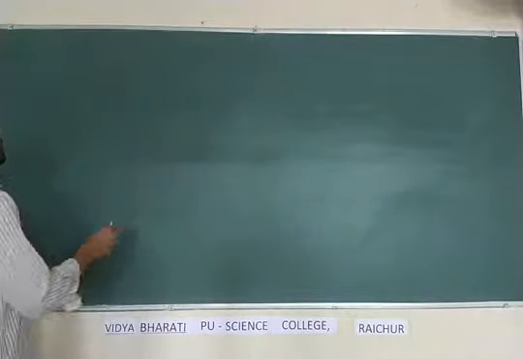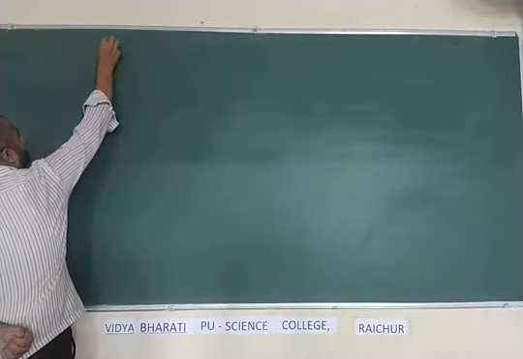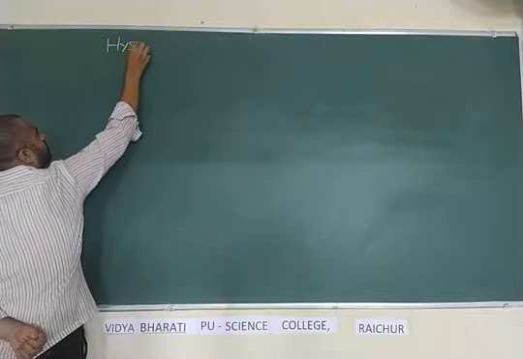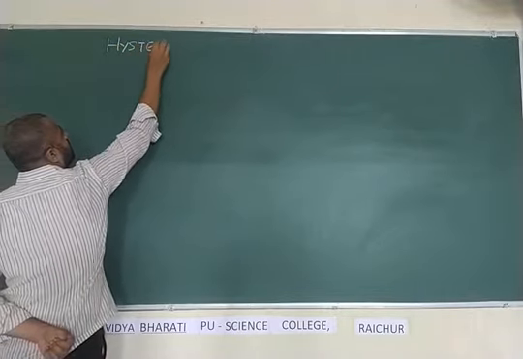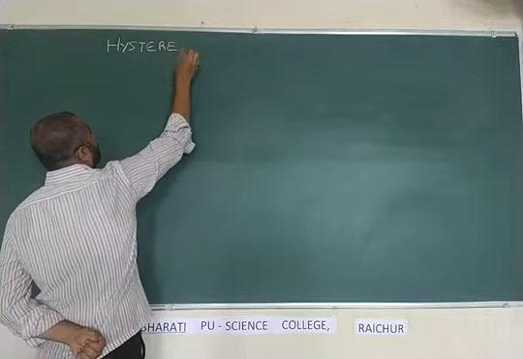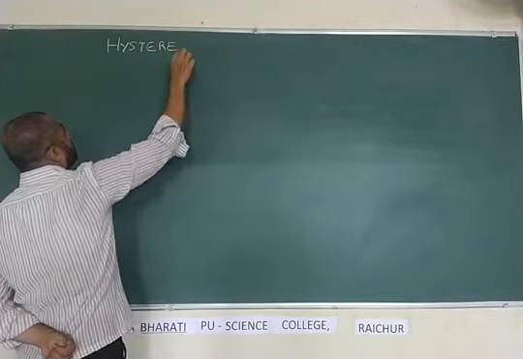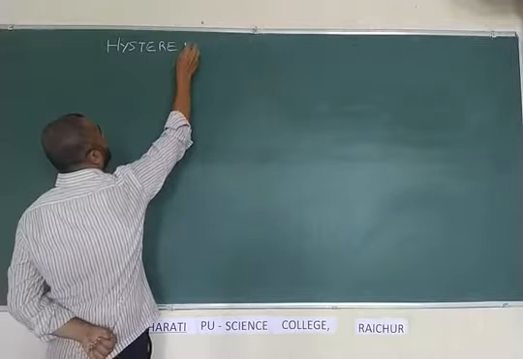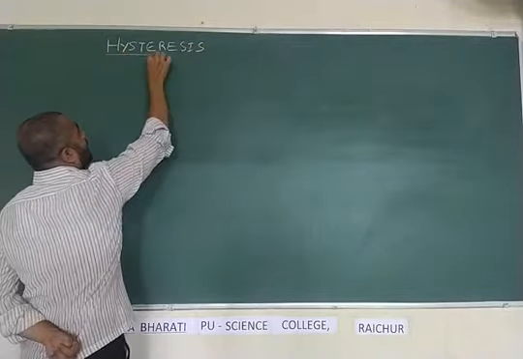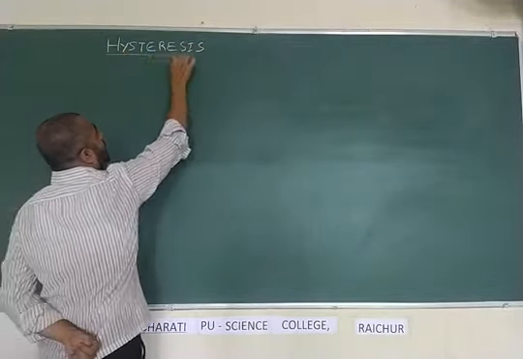Now, let us discuss hysteresis. In the comparative study, in that table, we mentioned this point of hysteresis of all the three materials: of diamagnetic, of paramagnetic, and of ferromagnetic materials.